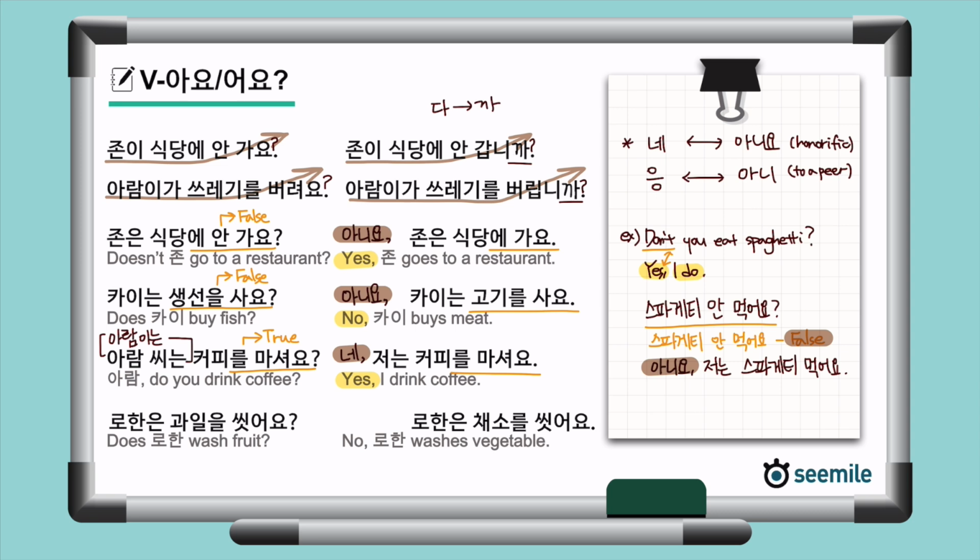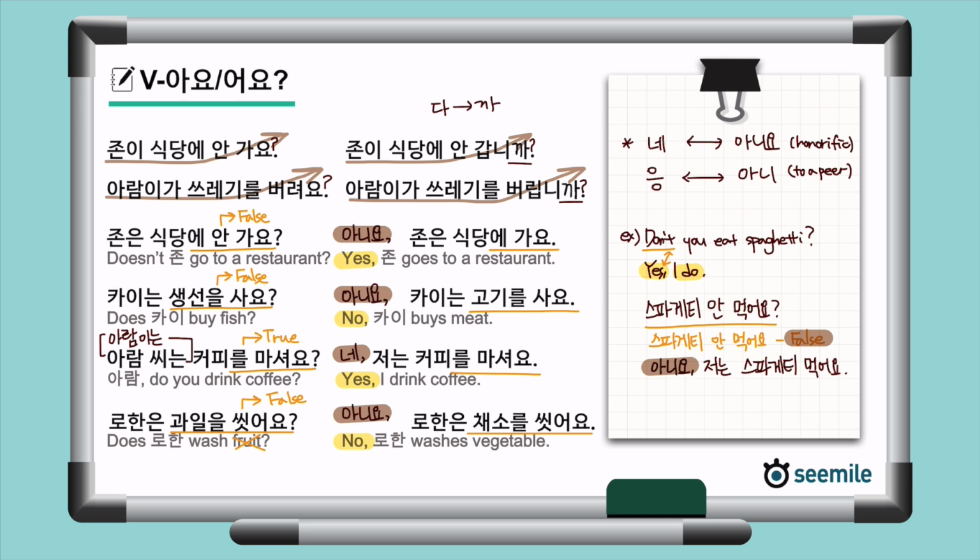Next question. 로한은 과일을 씻어요? Again, the fact is that 로한 washes the vegetables, not the fruit. Since 로한 doesn't wash the fruit, then the answer starts with 아니요, 로한은 채소를 씻어요.